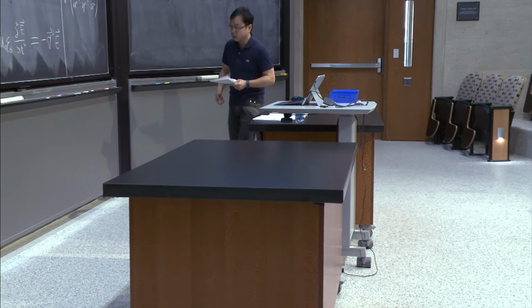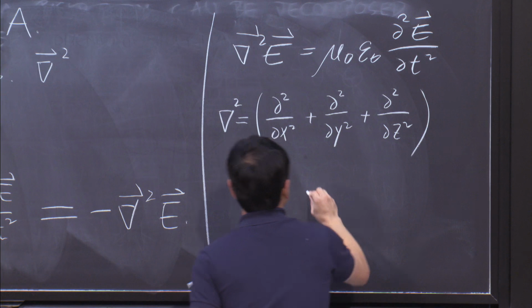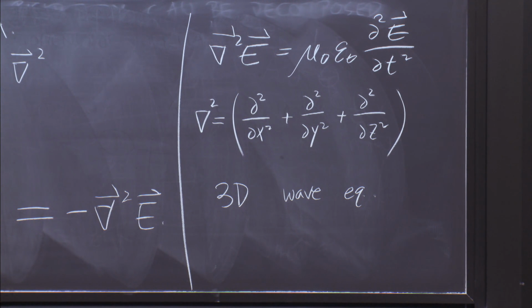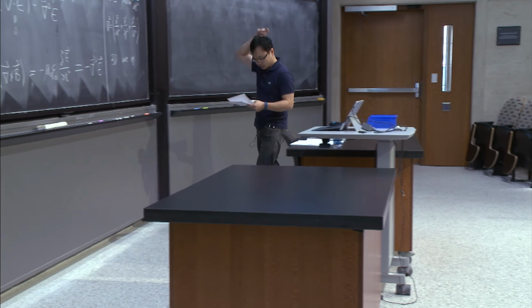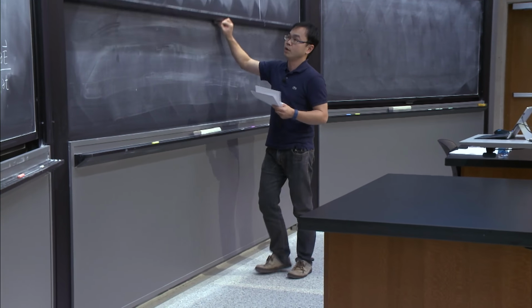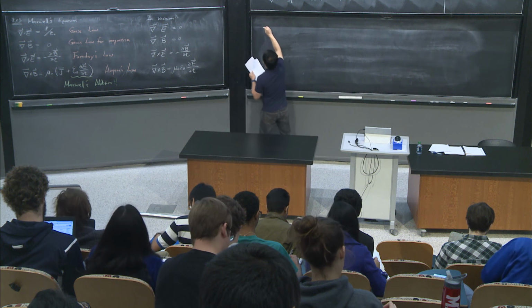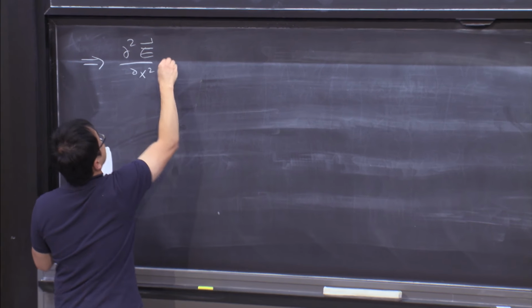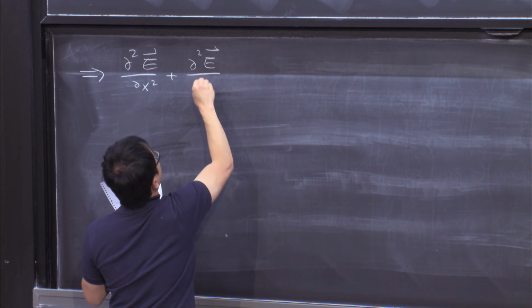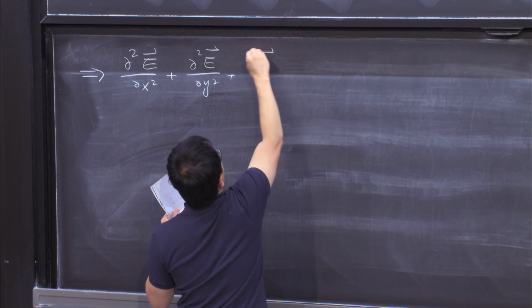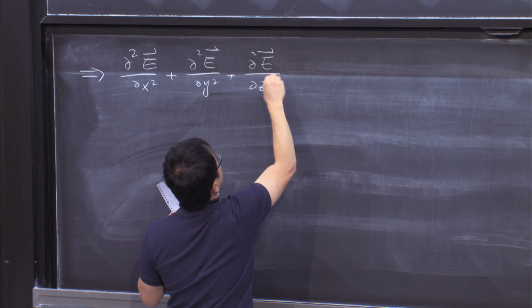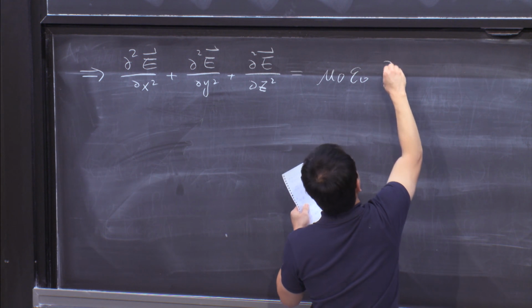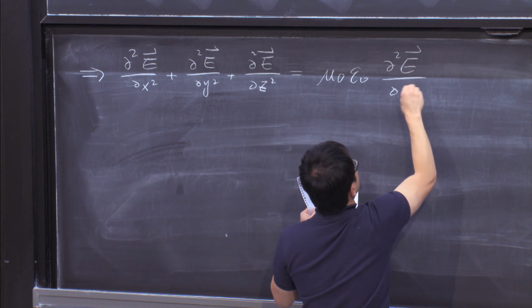Okay, so this is a 3-dimensional wave equation. Ooh, very cool. So we are increasing the dimension. Okay. So I can write it down more explicitly. Basically, what I'm getting is partial square E partial x squared plus partial square E partial y squared plus partial square E partial z squared. And this is equal to mu 0 epsilon 0 partial square E partial T squared. Okay?